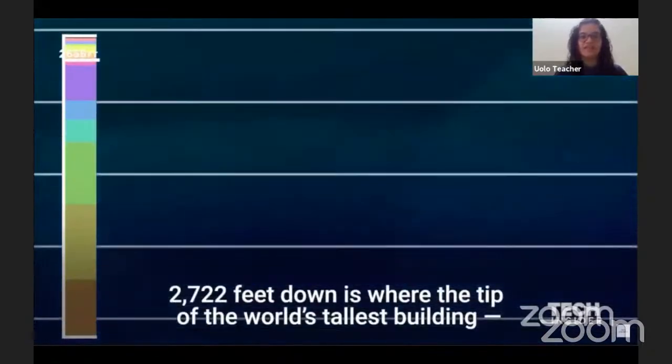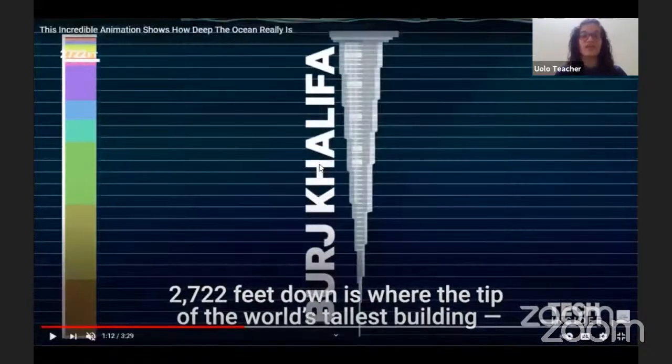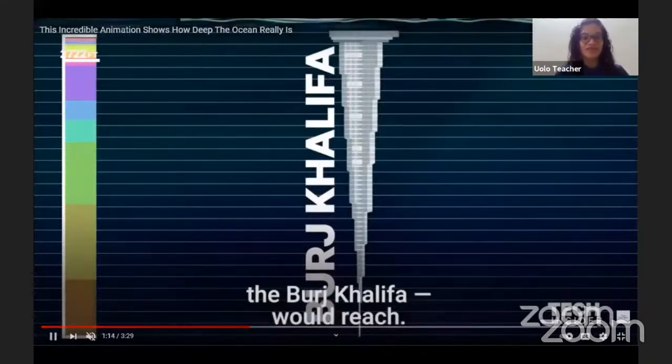Now, let us go a little deeper, that is up to 2,722 feet, where the tip of the tallest building is. Guess it right, it's the Burj Khalifa, which is in Dubai. So, if you invert it upside down and place it underwater, it reaches up to 2,722 feet. That tall is the building. Okay, now it will reach that level.